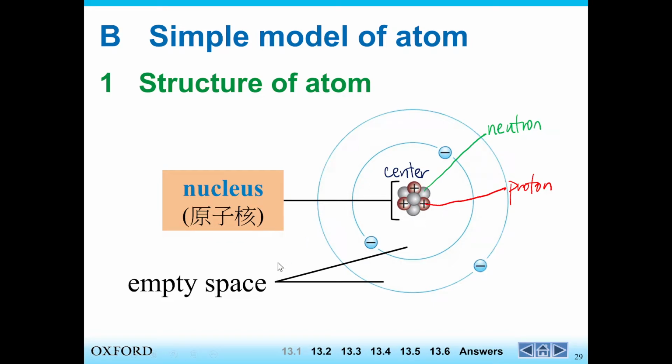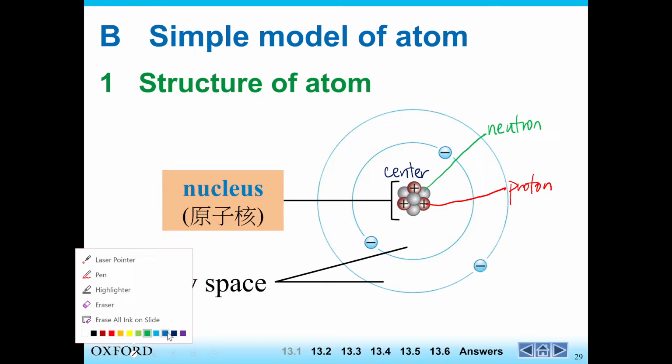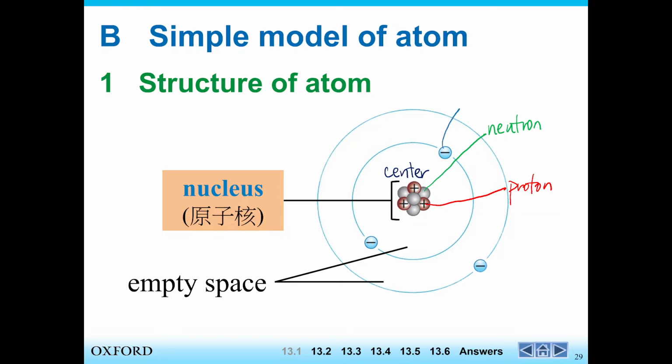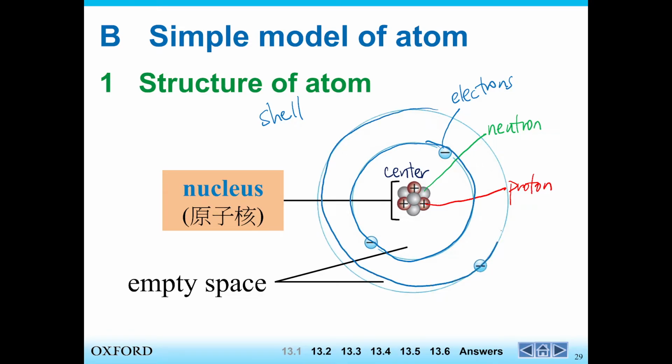And then, of course, there are electrons roaming around outside. At the nucleus, at the center, the protons and neutrons are over there. How about electrons? You see they are moving in this circle. This circle is what we call a shell, S-H-E-L-L. So electrons are not at the nucleus; rather they're far away from the nucleus and moving in circles.